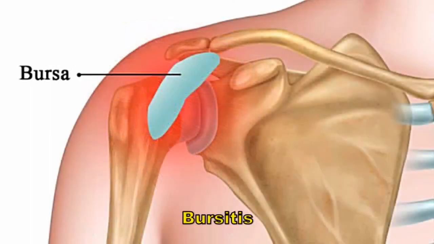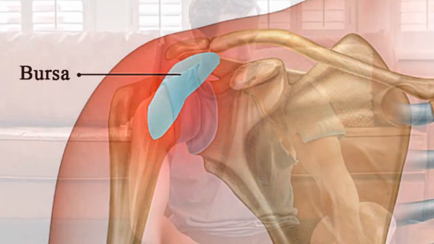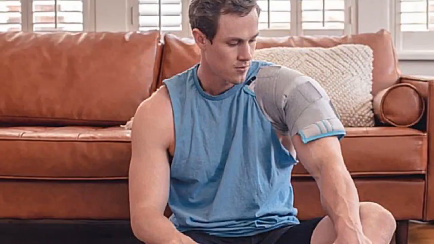Bursitis is another condition that causes shoulder pain on either the left or the right. Bursitis results from an inflammation of a bursa, which is a small fluid-filled sac that reduces friction in joints all over the body. As with tendonitis, it's most often caused by intense, repetitive overuse of a joint.